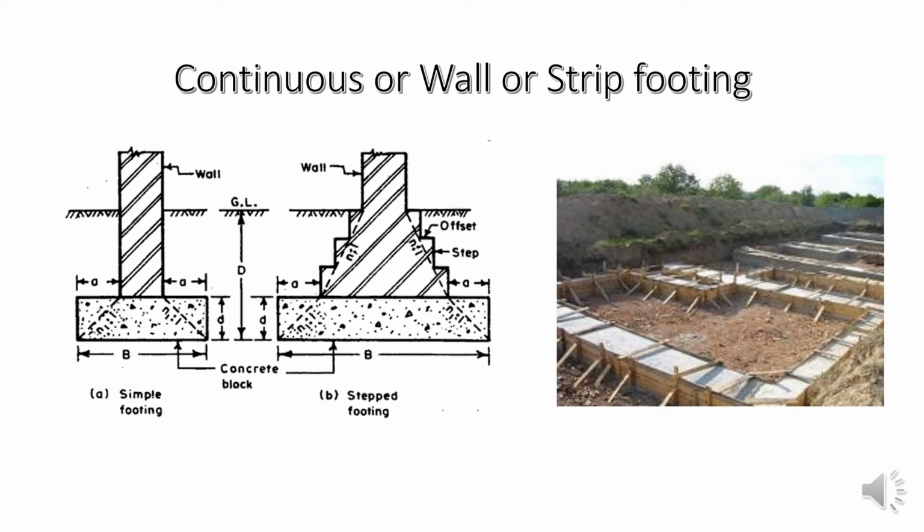In the left hand side we can see the continuous or strip or wall footing and the middle image shows the footing with the stepped foundation wall, and right hand side photograph shows the continuous or wall or strip footing made up of concrete over which we can build the foundation wall, which may be stepped or a single wall as in left hand side image.